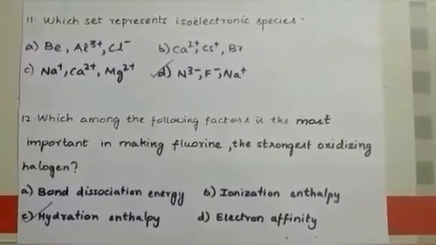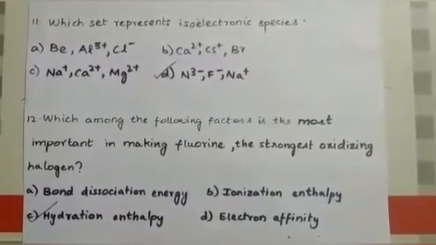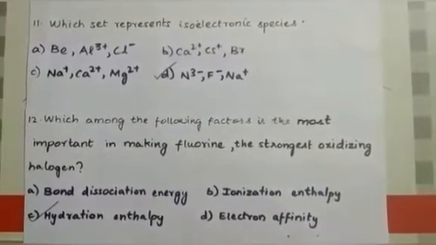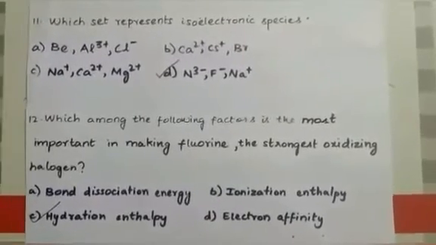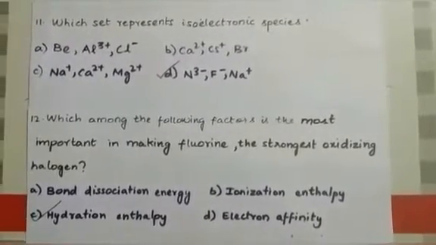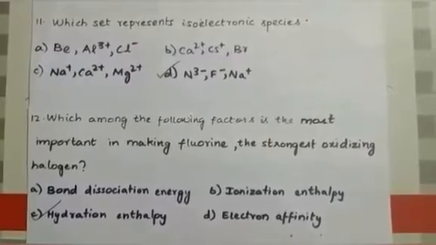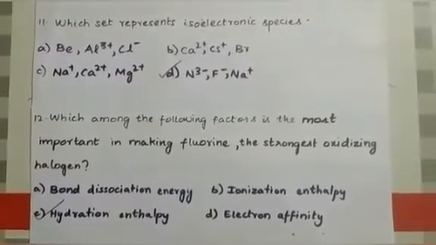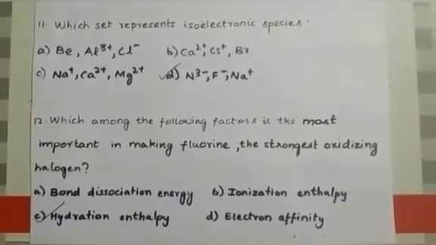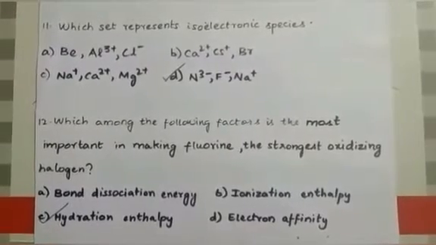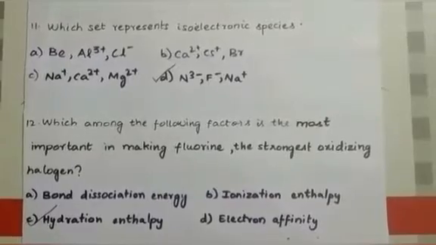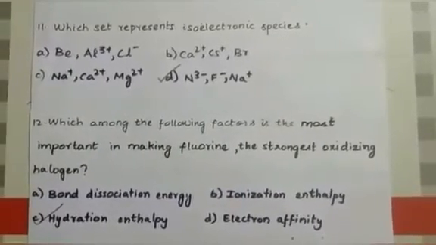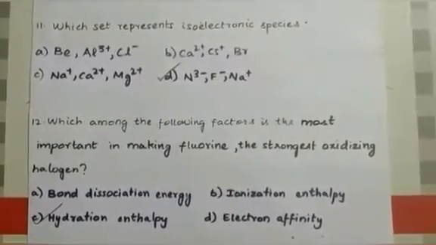In option D, nitrogen has 7 electrons and it gains 3 electrons to form N3 minus, whose atomic number is 10. Fluorine has 9 electrons, it gains 1 electron and its atomic number becomes 10. And sodium has 11 electrons and it gives 1 electron and it becomes 10 as its atomic number. So, the correct answer is option D.